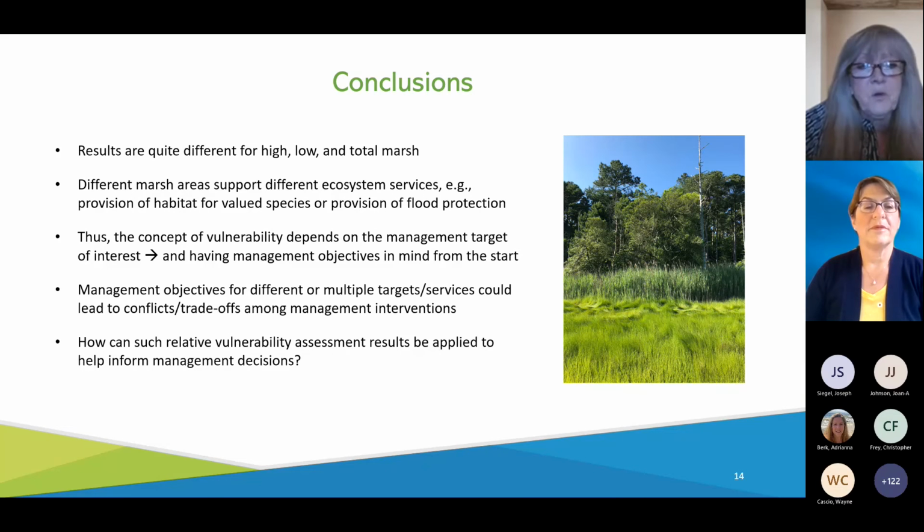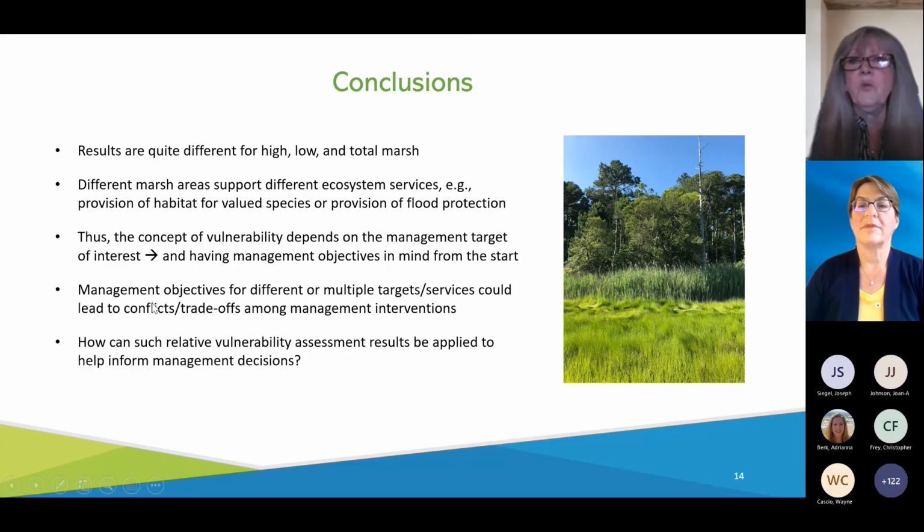So now the question that we want to think about is how can these relative vulnerability assessment results be applied to help inform management decisions? And for that, we are going to go to Jordan West.